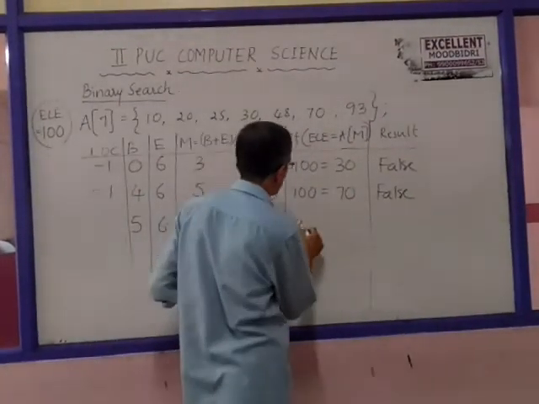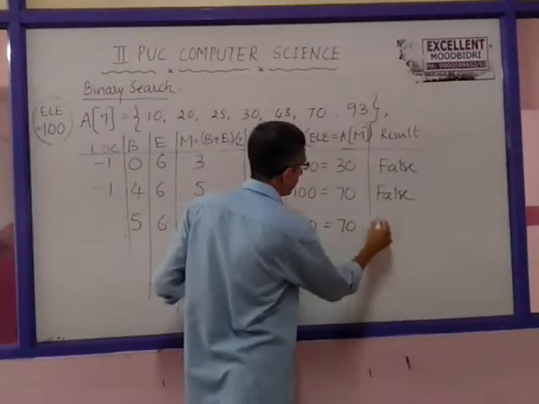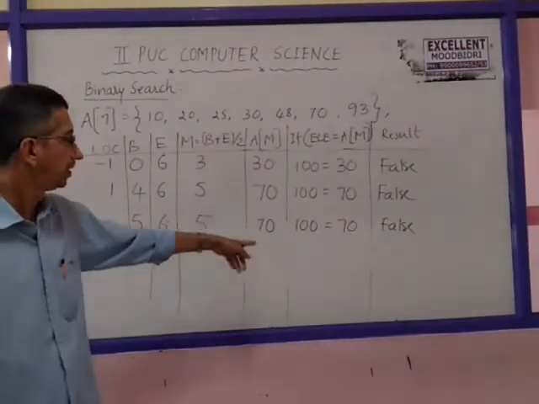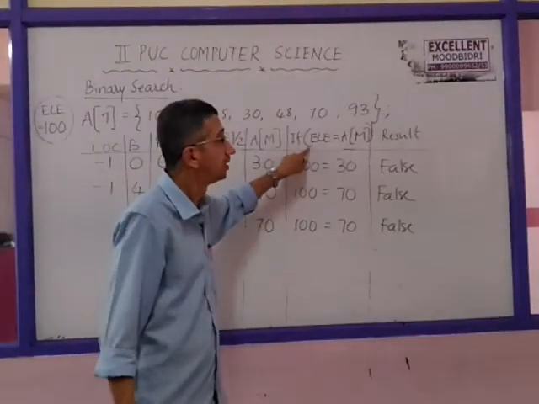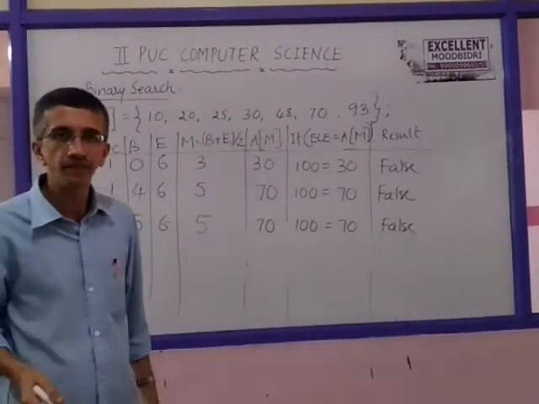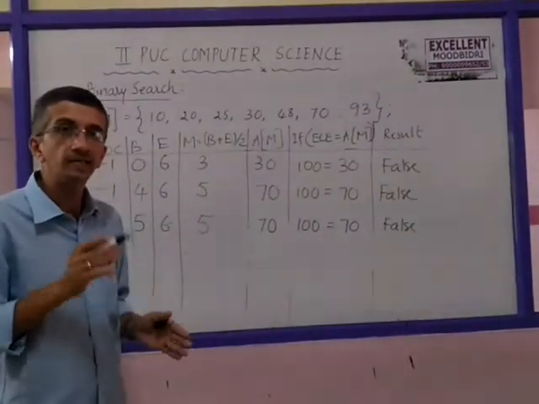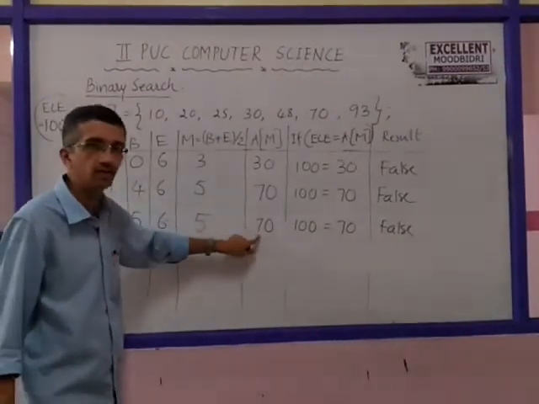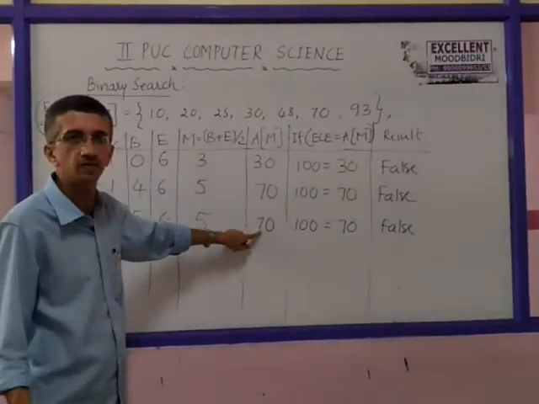Is 100 equal to 70? False. The same value of mid, so same. 100 is equal to 70? If no, false. So false means compare next. Else if A of element is less than A of mid, element is 100, less than A of mid. Same comparison. False. It is more than.